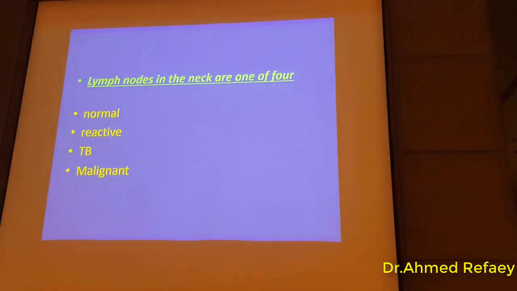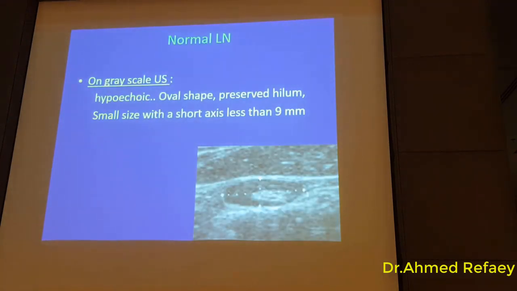Can ultrasound differentiate between different lymph nodes in the neck? Yes, it can. Actually, a lymph node in the neck is one of 4: either a normal lymph node, or a reactive lymph node, or a tuberculous lymph node, or a malignant lymph node, either lymphoma or metastatic lymph node. Starting with normal lymph nodes, what is the appearance of a normal lymph node in the neck?